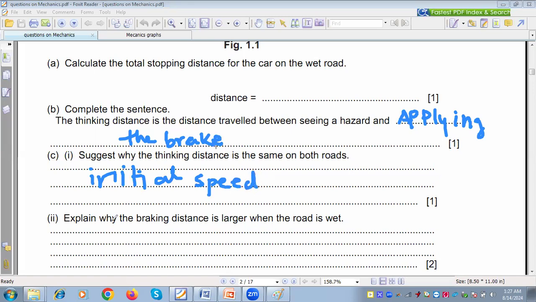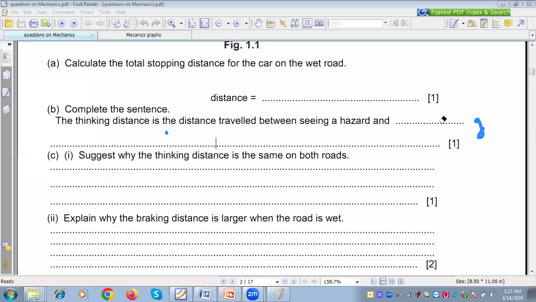Explain why the braking distance is larger when the road is wet. Of course, the road is slippery. Tires have less grip on the ground, and there is less opposing force on the tires. So the car travels a greater distance on wet road and a smaller distance on dry road.